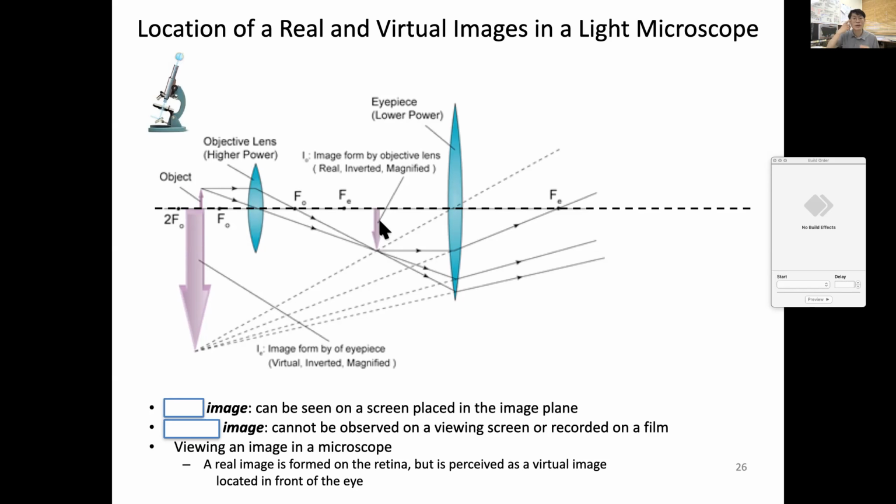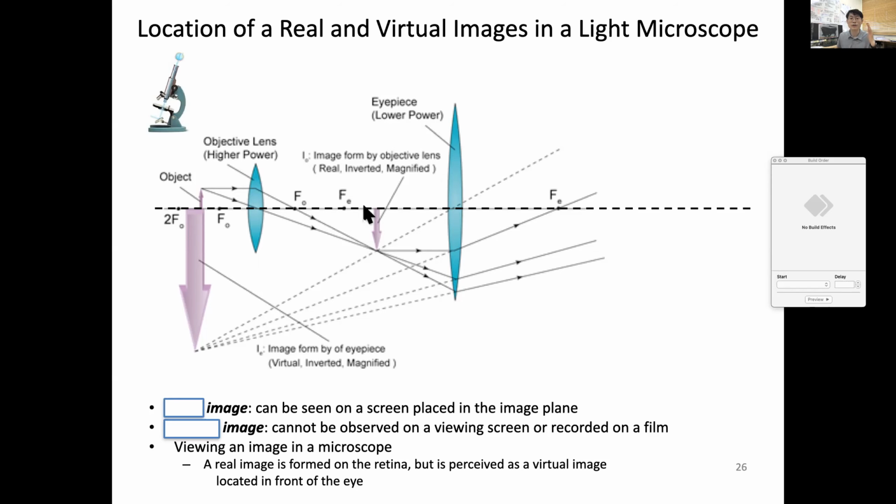But now we have our eyeball. Let's assume this is an eyepiece over here. The eyepiece has this focal length, but the trick here is that the image should be formed at a distance smaller than the focal length f of the eyepiece, and that's the point. Then why is this important?